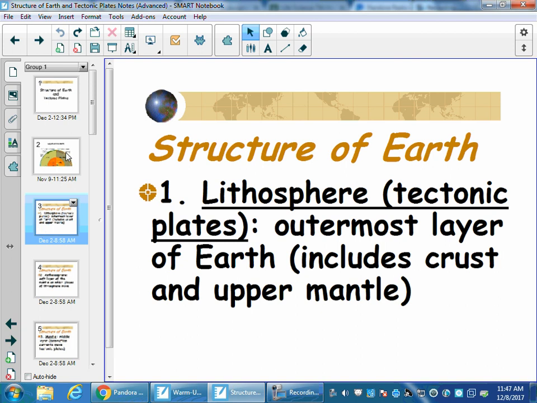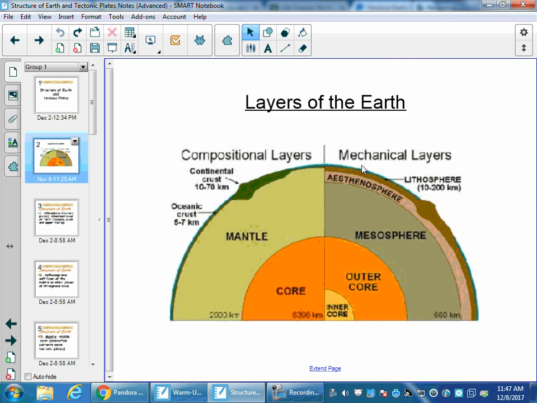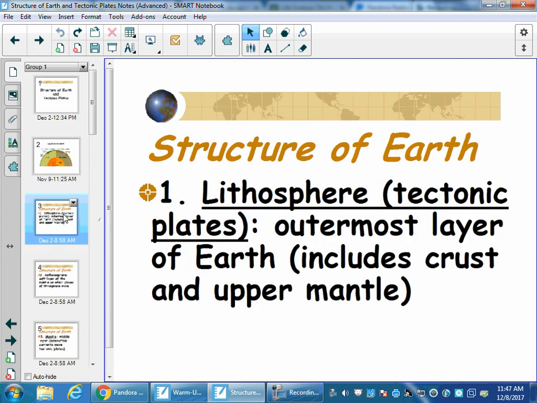So if you're looking at the diagram, the lithosphere over here on the right takes up the crust and the upper mantle from the diagram on the left. The lithosphere is solid and rigid. It does not move easily.